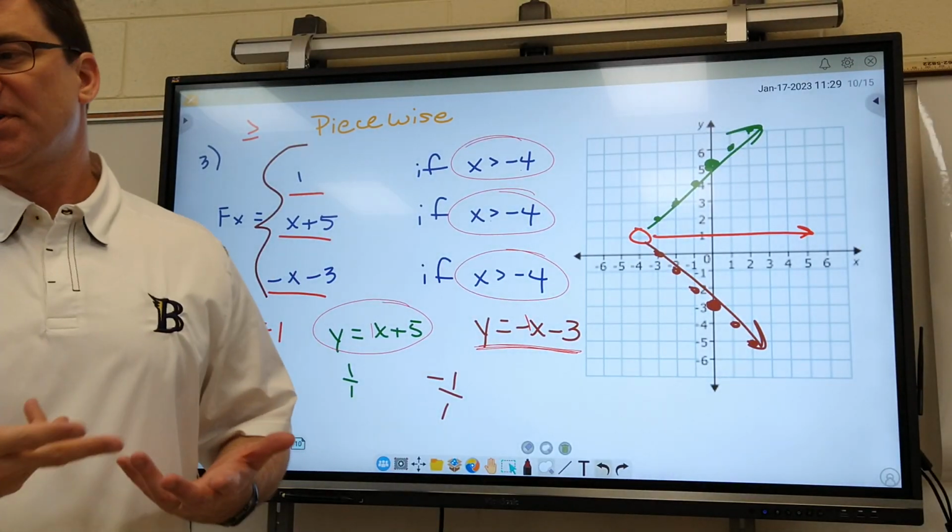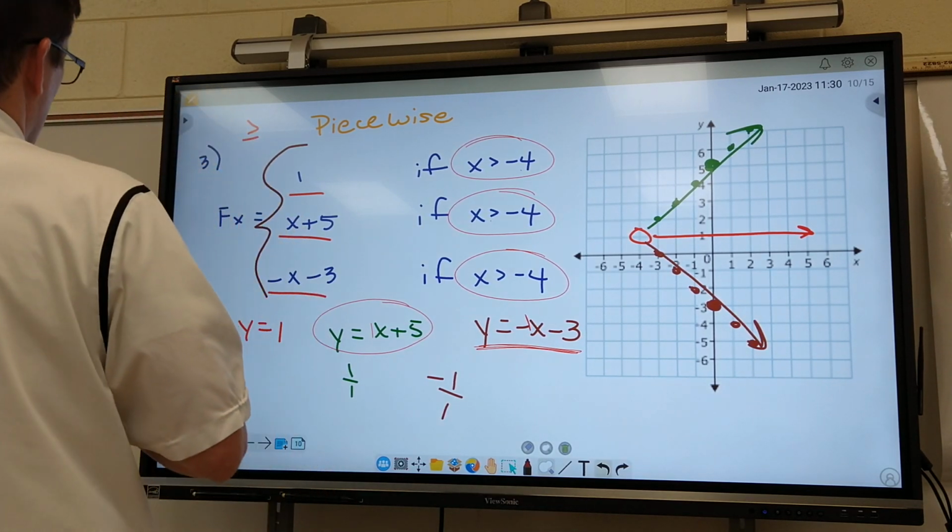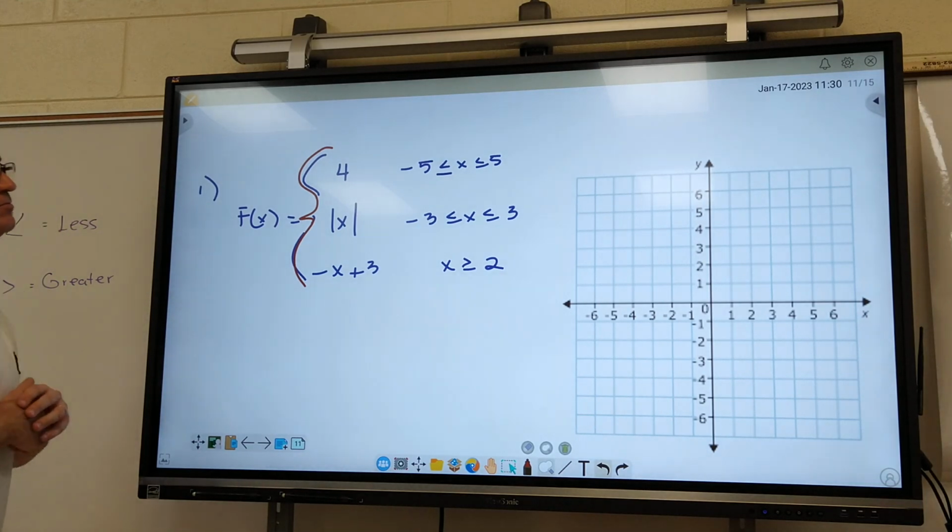So most of the time it makes a shape. I don't know if that's really a shape. But sometimes it will make a letter, like a W or a Z or an M. All right, anybody have a question about number 3? All right, now let's go to number 1.